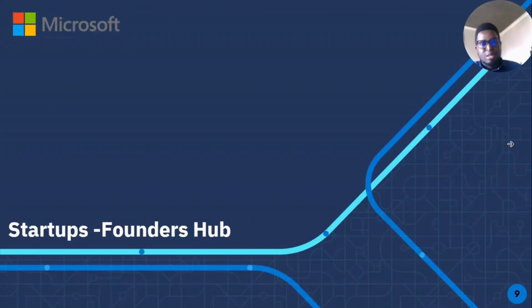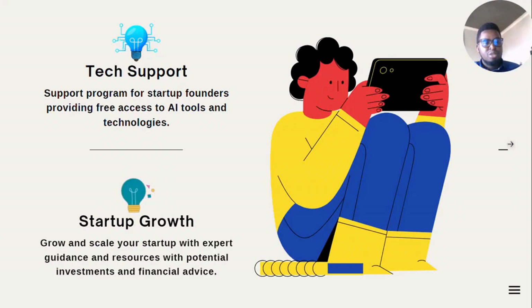The other thing is the Founders Hub. Founders Hub and Reactor are quite similar, and with Founders Hub you get to have support as a startup founder, but also access to the AI tools. The other one is Reactor, which is basically like meetups, developer meetups, something like that.